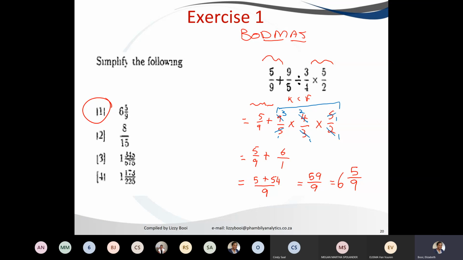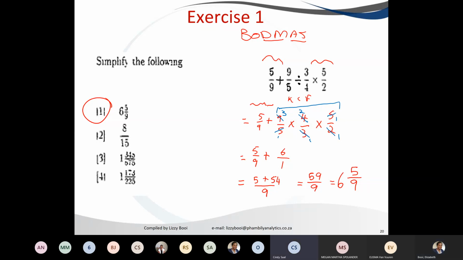When you have the multiplication, only the fraction before the multiplication and the fraction after the multiplication, you can only simplify those ones by doing the crisscross. The addition, you will have to find the common denominator. Any question?